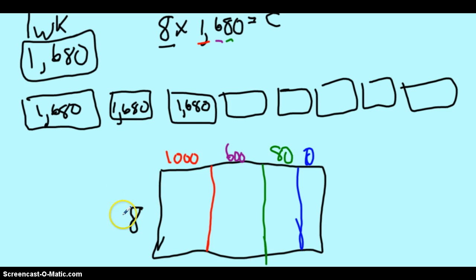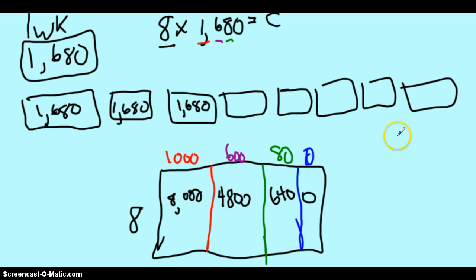So now, let me go through. So 8 times 1,000 is 8,000. 8 groups of 600. Well, 8 times 6 is 48. And there are 2 zeros there and none there, so I got 2 zeros to put on the end. 8 times 8 is 64, but I only have one 0 in my factors. And of course, this 0 times anything is 0.